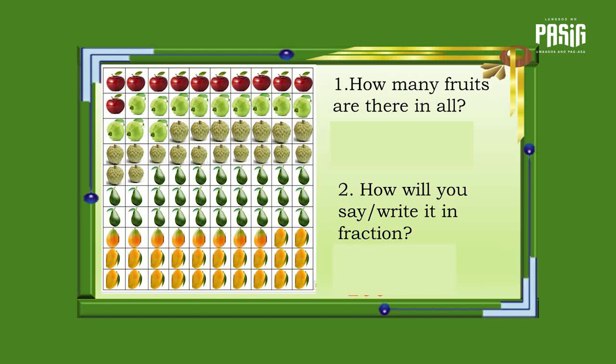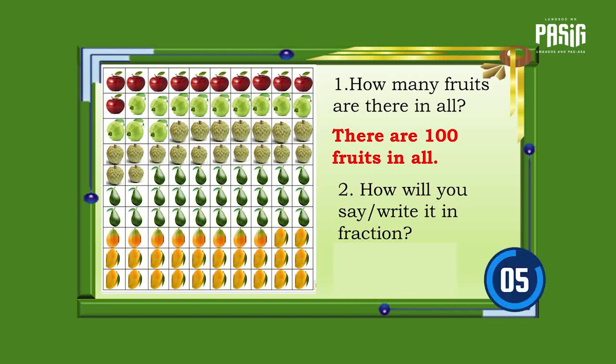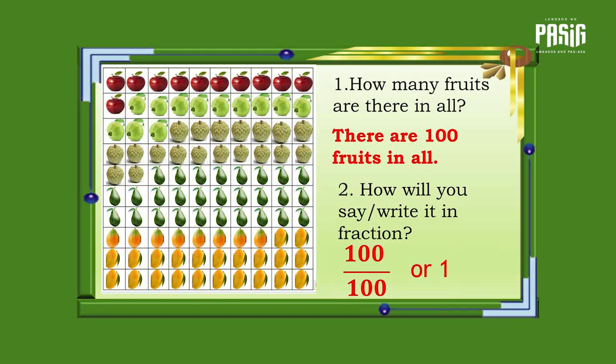Your time is up. So the answer is, of course, there are 100 fruits in all. That's correct. Question number 2. How will you say or write it in fraction? Your timer starts now. And the answer is 100 hundredths or 1.